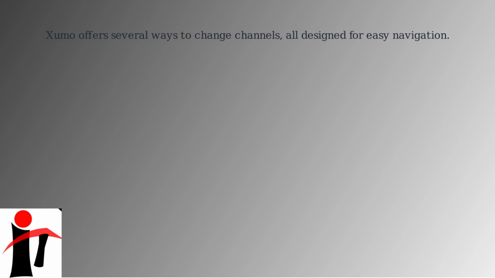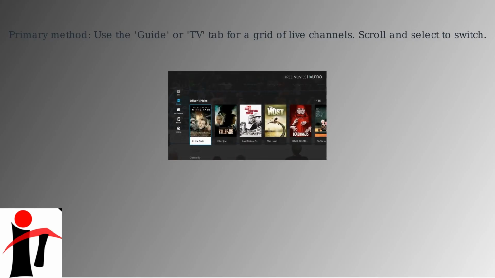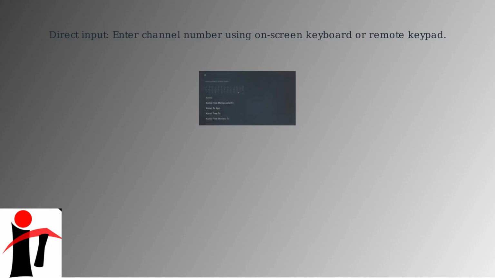Xumo offers several ways to change channels, all designed for easy navigation. The primary method is using the Guide or TV tab, which displays a grid of live channels. Simply scroll through the guide and select a channel to switch. If you know the channel number, you can directly input it using the on-screen keyboard or remote keypad if available.